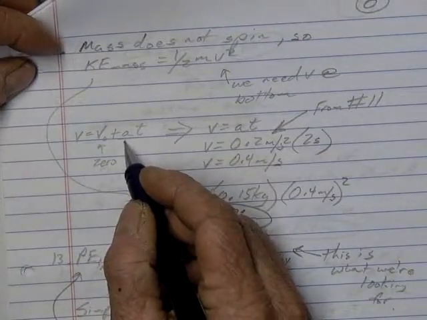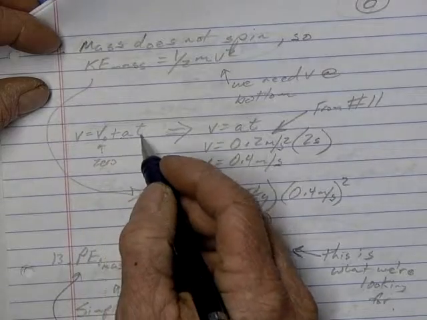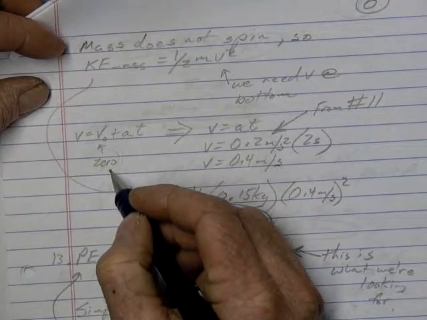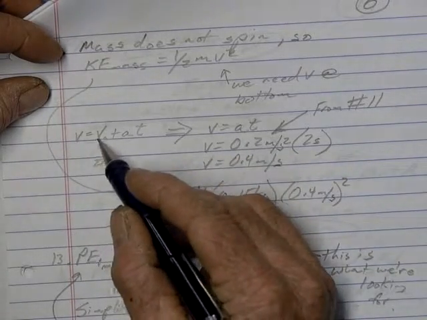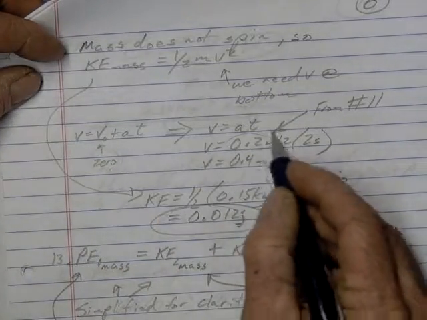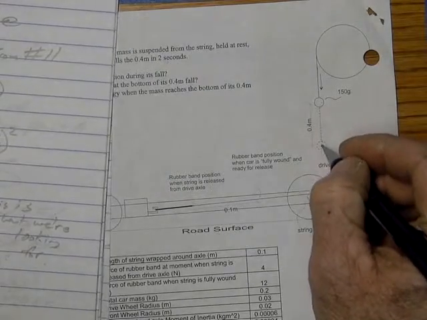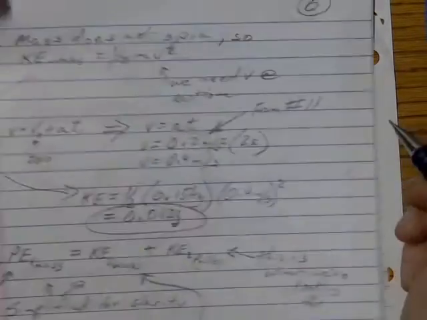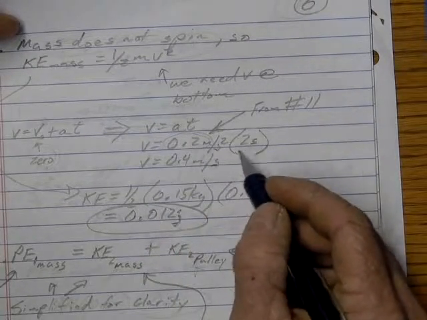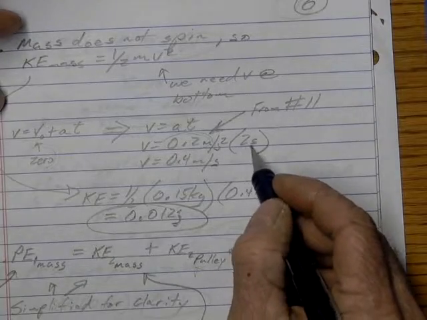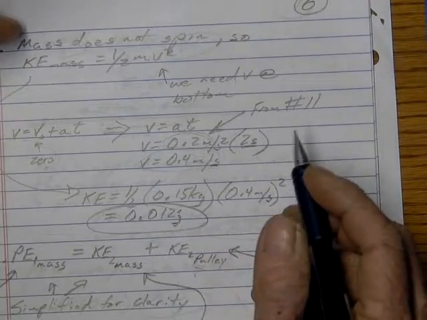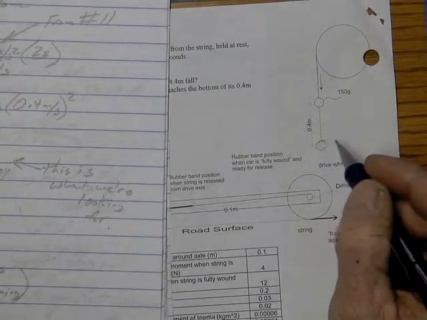So here's a formula that will help us. Velocity equals v0 plus at. In this case, the initial velocity was 0. So instead of v0 plus at, we just have v equals at. The acceleration we figured out in the previous problem. This was accelerating downward at a rate of 0.2 meters per second squared. So we have that final velocity equals 0.2 times 2 seconds. That's the amount of time that it was falling. Multiply them together and you get 0.4 meters per second. That's the final velocity when it's right here.